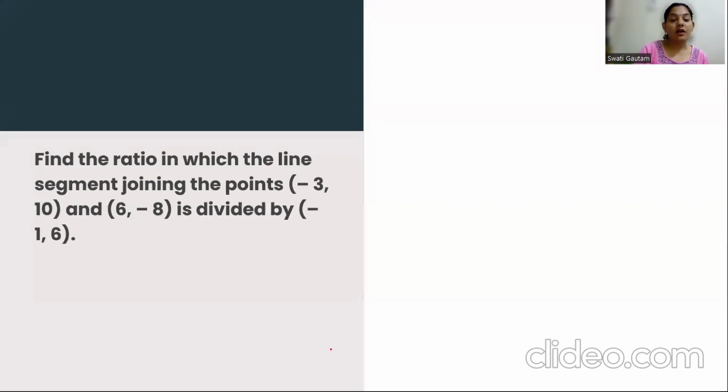Now the question is again from coordinate geometry. Find the ratio in which the line segment joining the points is divided by a point. In this question, you have to find out the ratio. There is a line segment joining the points. This point is minus 3, 10, and this point is 6, 8. Now you have to find out the ratio. This line is divided by a point. So this point is P, this is Q, and this is R.